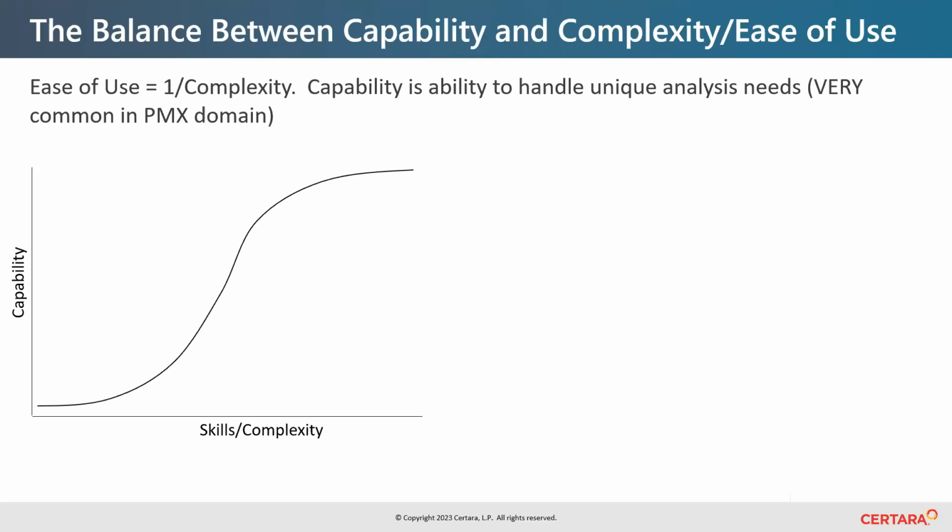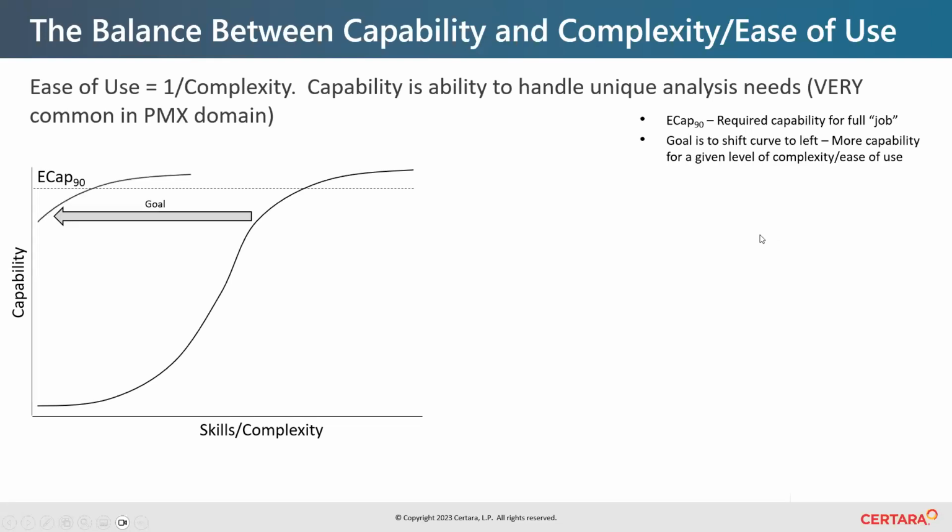Because we are pharmacometricians, you can imagine an effective capability 90 value, that being, okay, you want your tools to have this ECAP 90 value. In other words, the functionality or the capability required to do the full job. So the goal in software development, as we try to make our tools better and better, is to shift this curve to the left. We want more capability for a given level of complexity or ease of use.